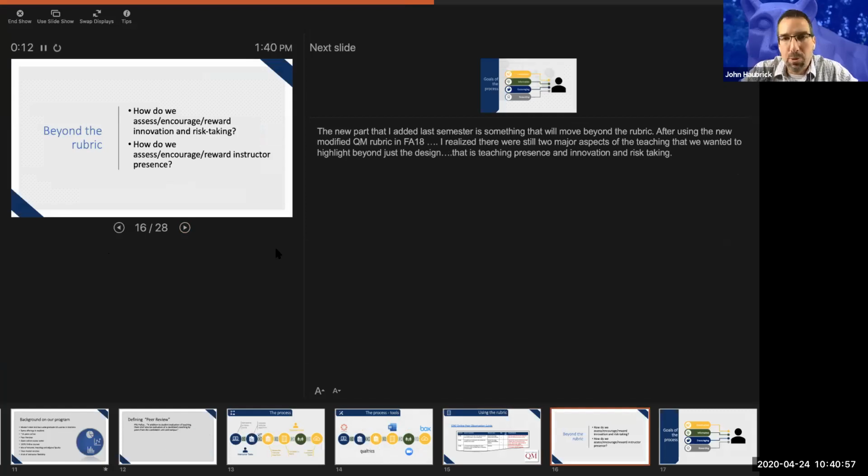Now, the new part that I added last semester is how do we move beyond just the rubric? I used that rubric in fall of 18, and I realized there are still 2 major aspects that I always talked about when onboarding new faculty that I wanted to highlight that move beyond just the design, and that is teaching presence and innovation and risk taking. So how do we assess it, encourage, reward it, and also how do we do the same thing for instructor presence?